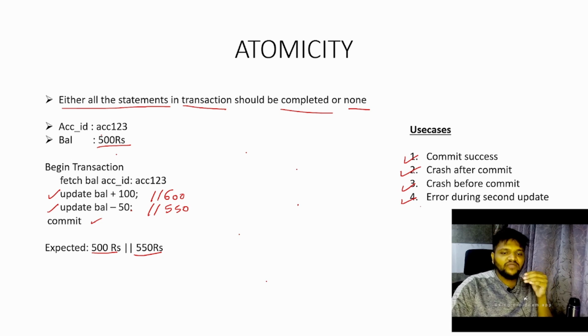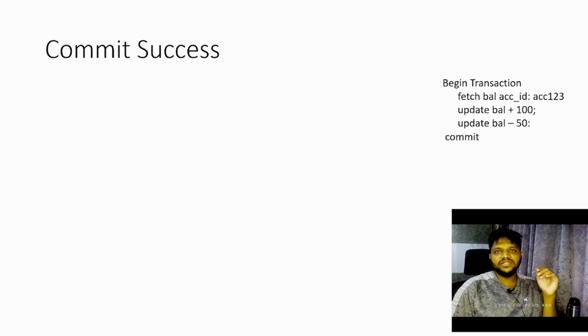Let's go through every single use case one by one to understand how exactly atomicity works internally, and how the database ensures that either all the instructions are executed or none are. Let's start with the first use case, commit success. This is the same example that we will be taking to see how exactly atomicity works.